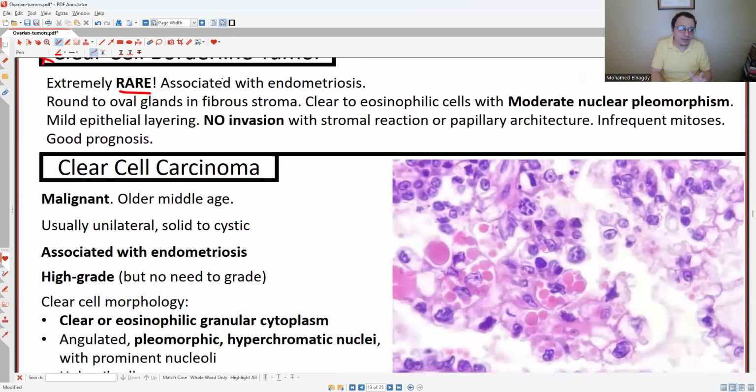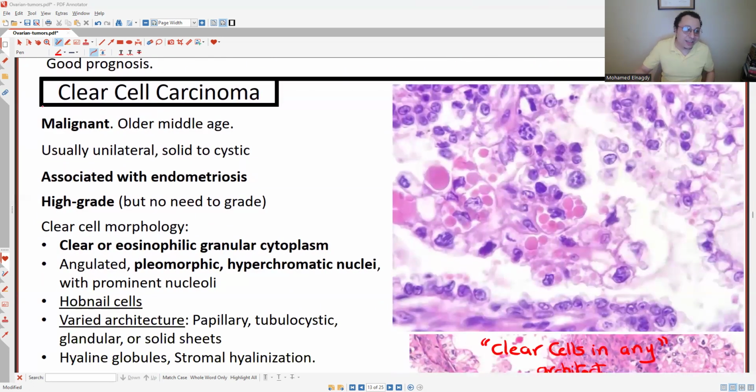Can anybody tell me the IHC scheme for clear cell carcinoma? Napsin A, HNF1 beta. Yeah, napsin A, HNF1 beta, and I see nests of clear cells with some kind of fibrous septa in between, right? So it's the exact same scheme that we'll keep repeating over and over again until you remember it by heart. That's malignant.